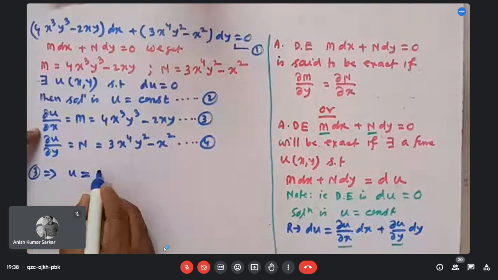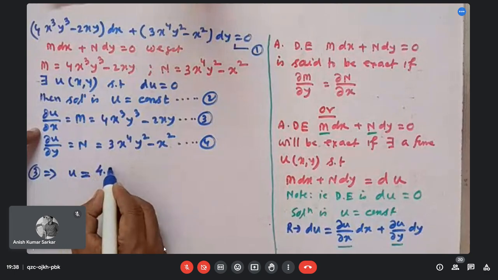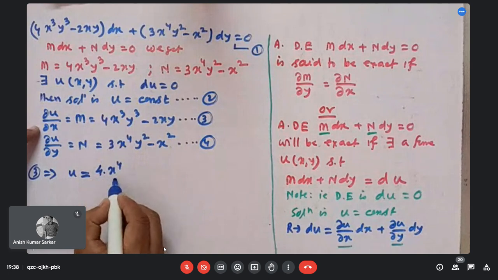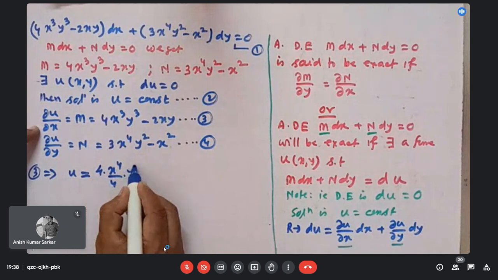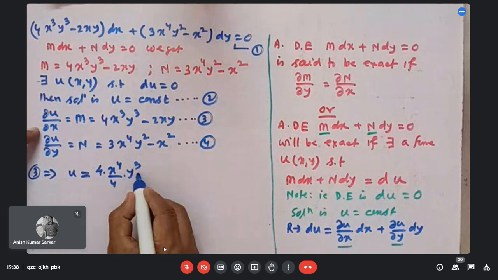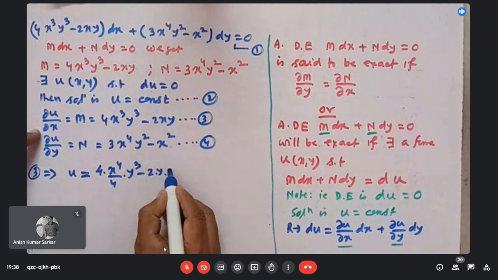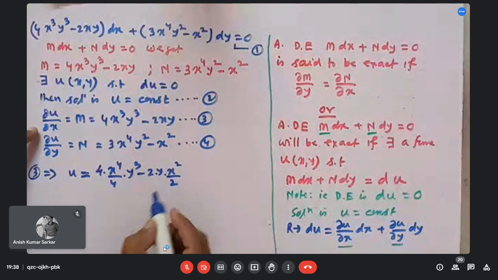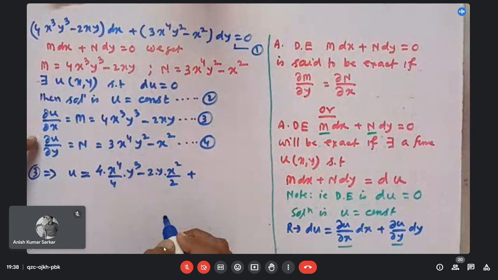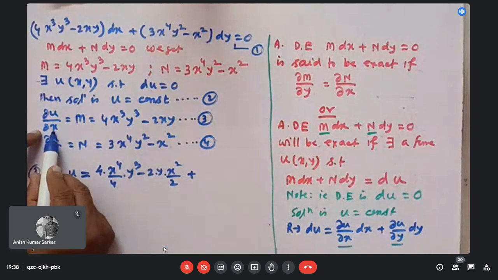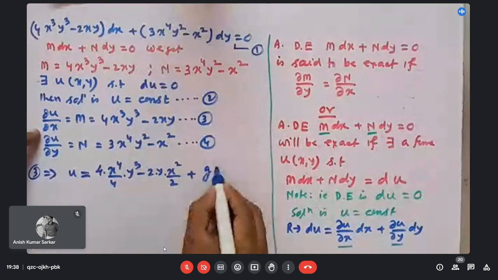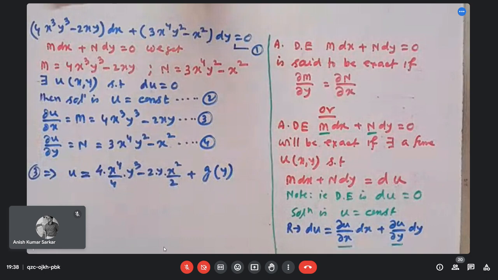So we are getting it is 4 into integration with respect to x, x to the power 4 by 4, into y cube, minus 2 into y into integration of x, it is x square by 2, and plus there will be a constant. Since we are integrating with respect to x, so here the constant will be a function of y.